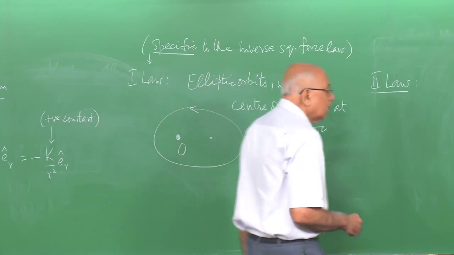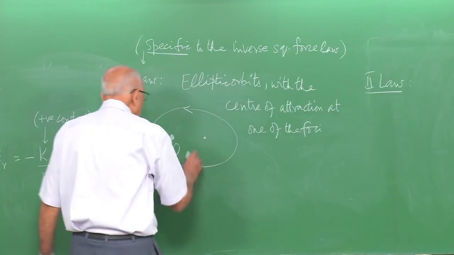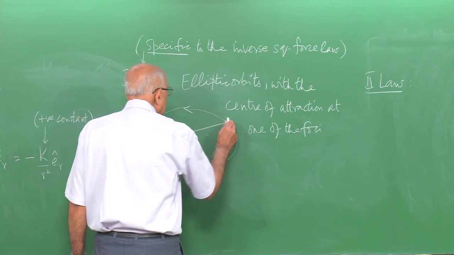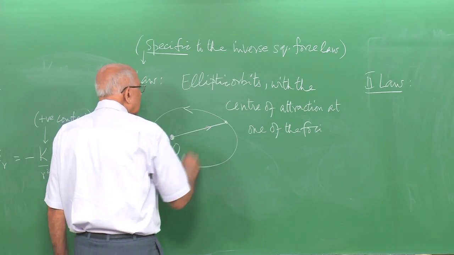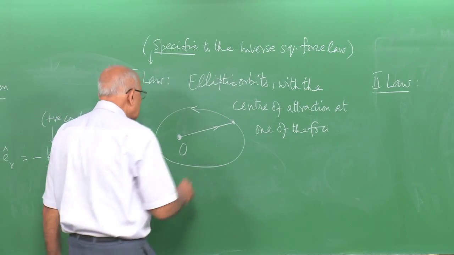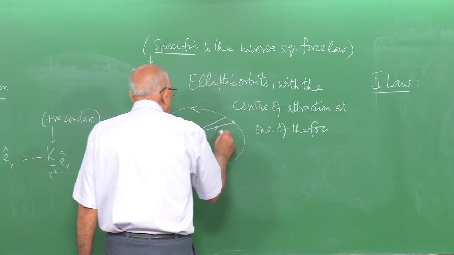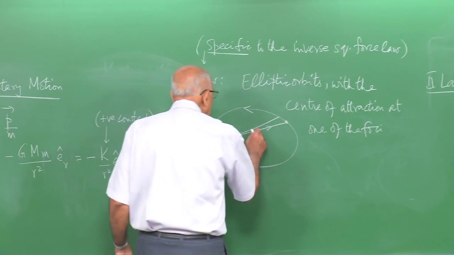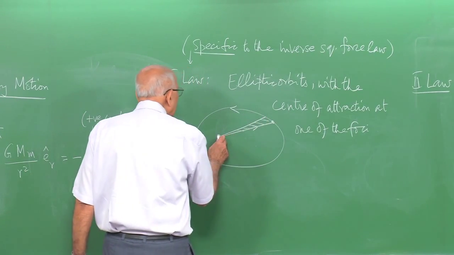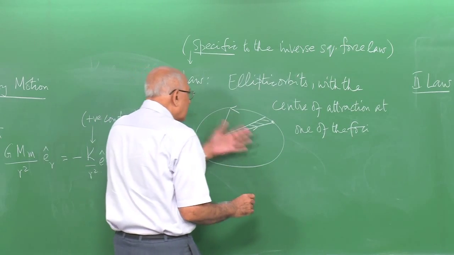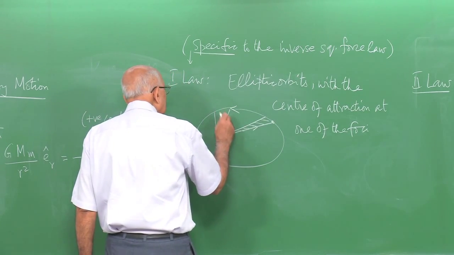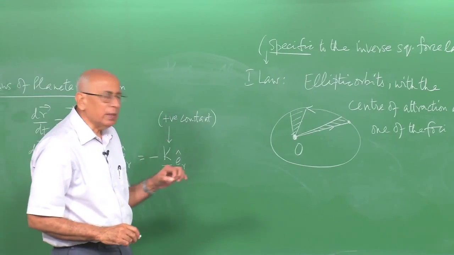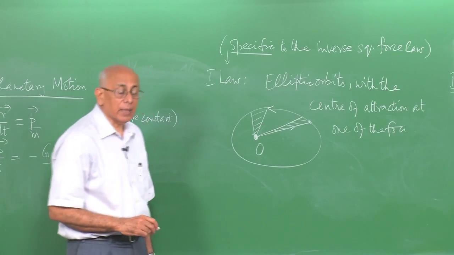The second law says the radius vector from the center of attraction to the instantaneous position of the planet traces out equal areas in equal times. Let us look at this a little carefully. It says that if in an infinitesimal interval of time dt this is the area traced out, then at a later instant of time, while the radius vector changes, the angular speed changes, everything changes, this area in the same interval of time dt has got to be equal to that. That is what this says.